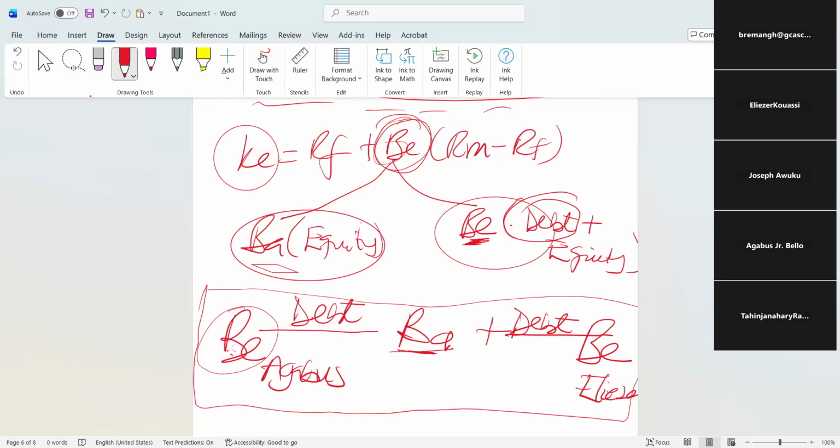Oh, but when I take debt out of Agabus, what will be left will be the same as that of Eliezer. Then, because debts of Eliezer and Agabus are different, I can now say that if the asset betas are the same, then Eliezer, bring your debt and let me put it in the asset beta. Then I get the equity beta of Eliezer.